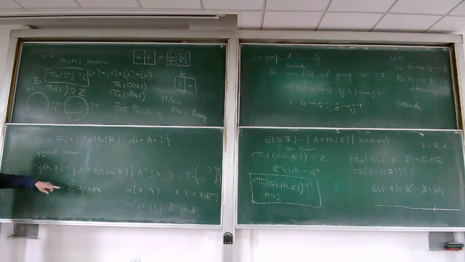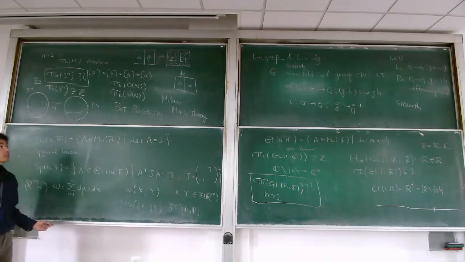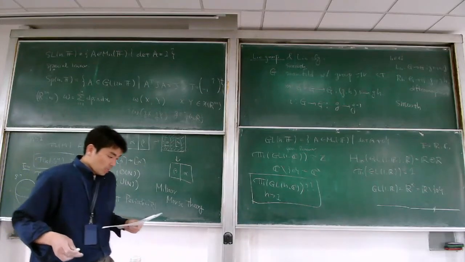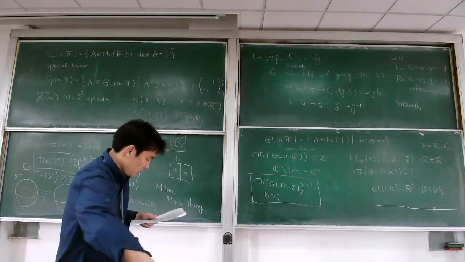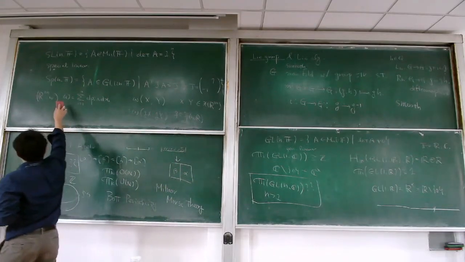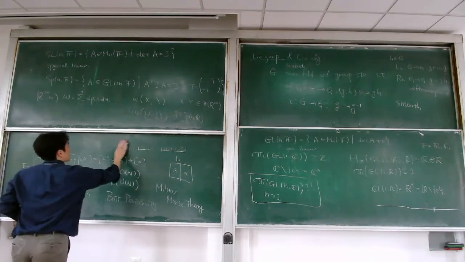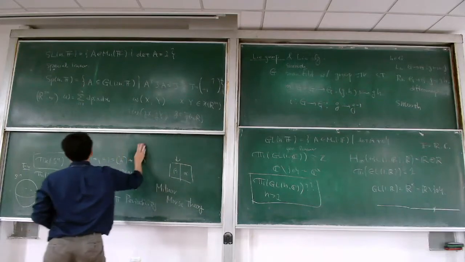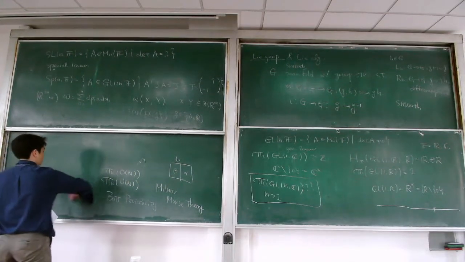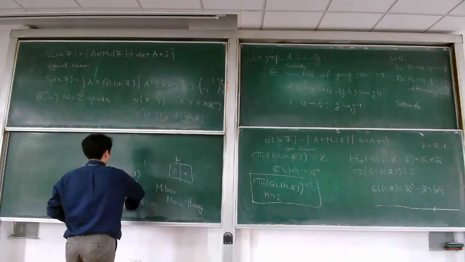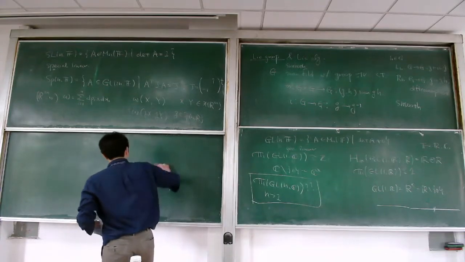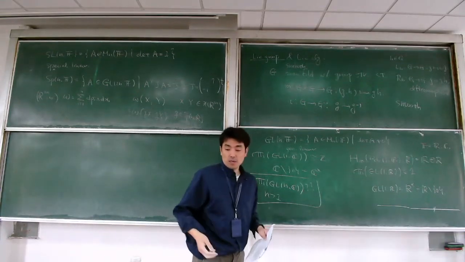So you can replace R by C and so on. So that's the symplectic group. This is some kind of rotation in the symplectic world.